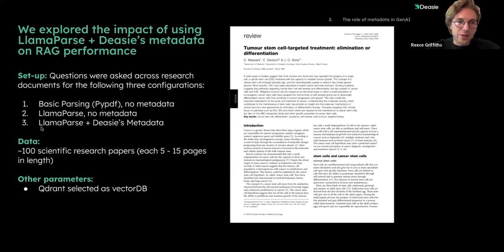And needless to say, the third approach resulted in the most accurate retrieval, which we'll show you. The data set we used were scientific research papers, pretty complex in format, with lots of relatively domain-specific information. We had around 100 papers here and asked around 100 questions across those papers, again using Qdrant as the vector DB.